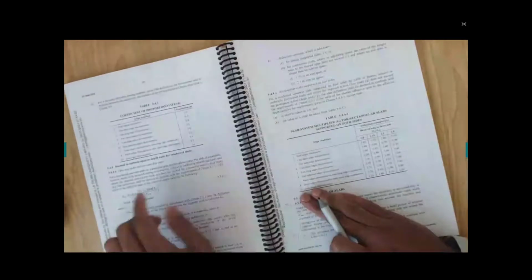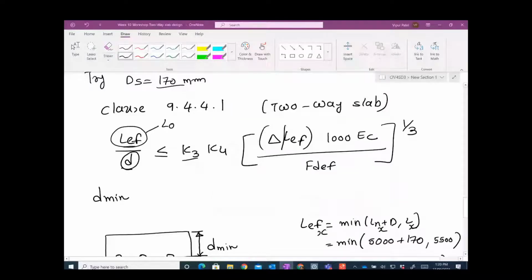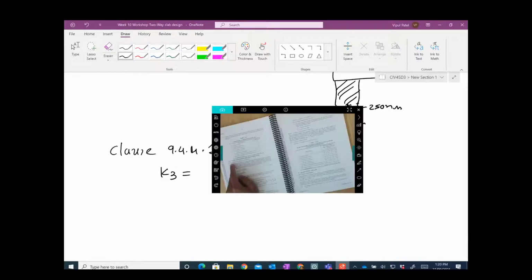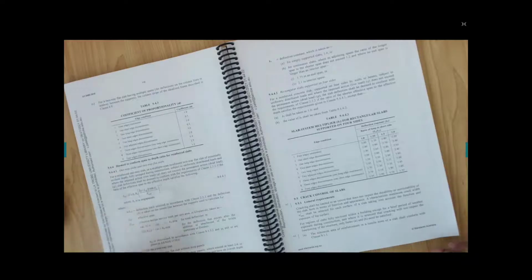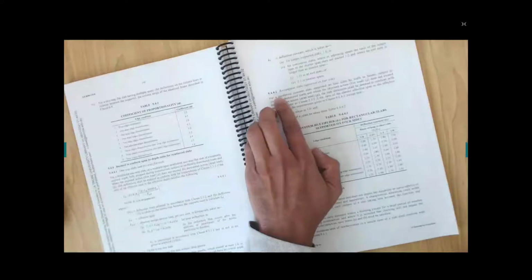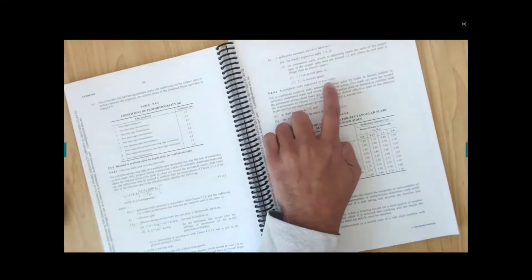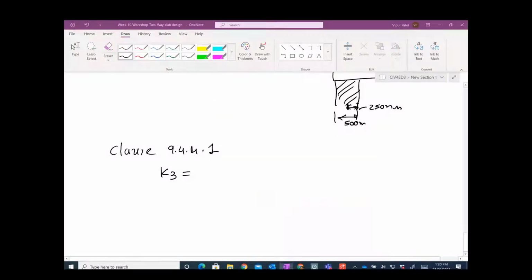Go to our beam compliance clause 9.4.1. Let me write that. Clause 9.4.1. Let's get the K3. K3 equal to, let's read through it. It's just below here. K3 is here. Oh, so just use clause 9.4.2 because rectangular slabs are supported on all four sides. So let me change that clause. Clause 9.4.2.